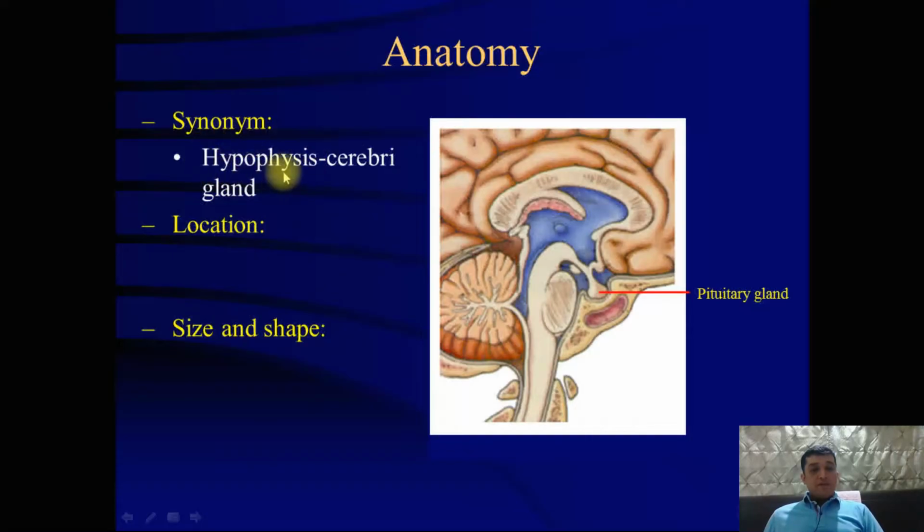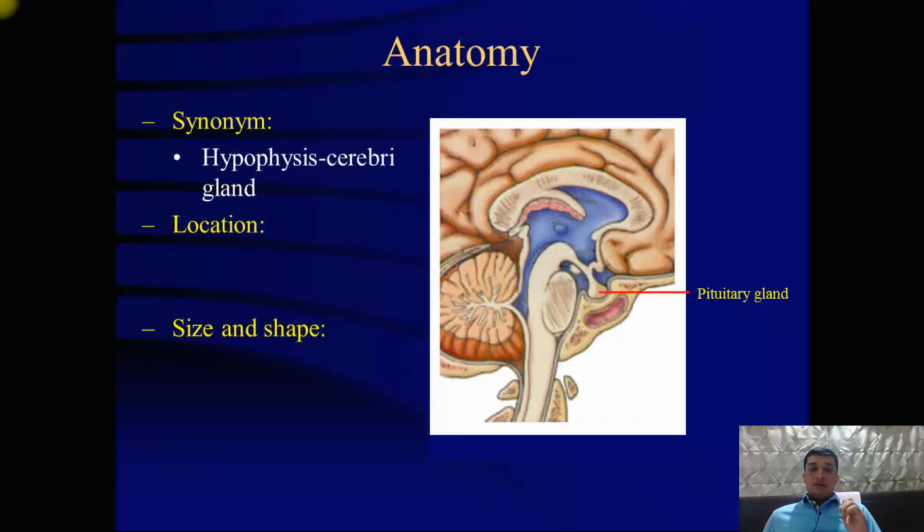Hypophysis is a very important name that you need to remember. And two very important parts of the pituitary gland will be named on this basis. You call them the adenohypophysis and the neurohypophysis, which is a very important segment. We'll discuss it in a later slide. Location, very important location.